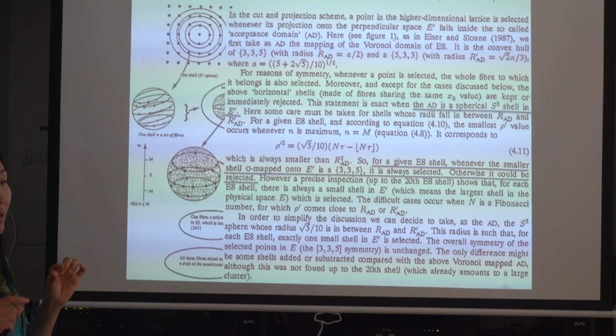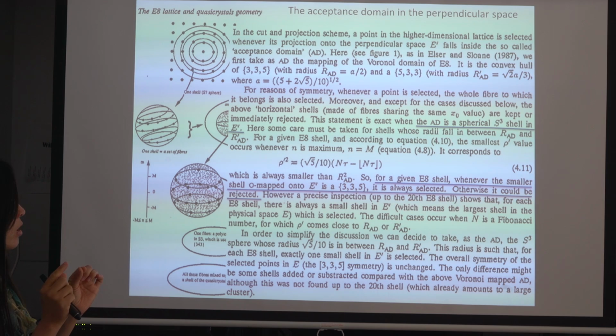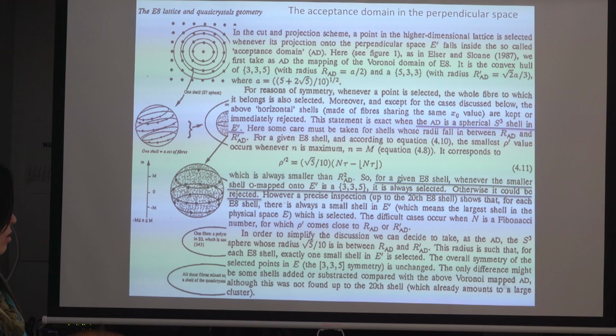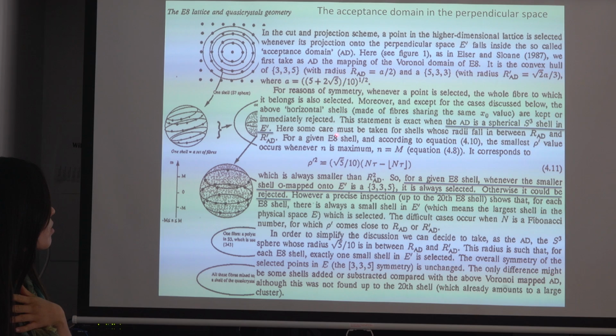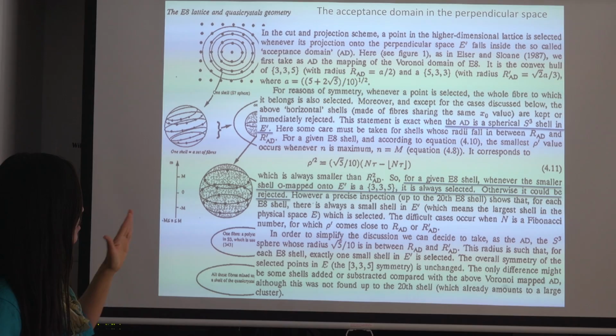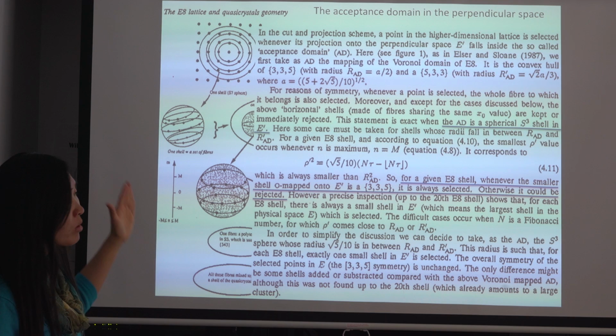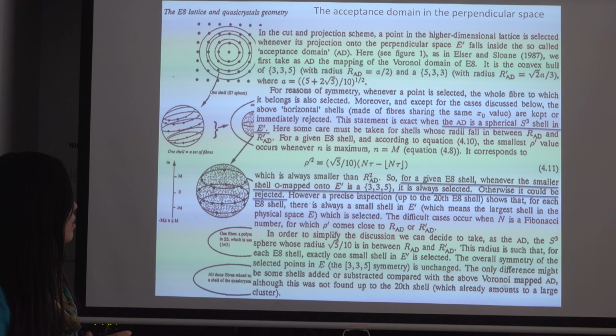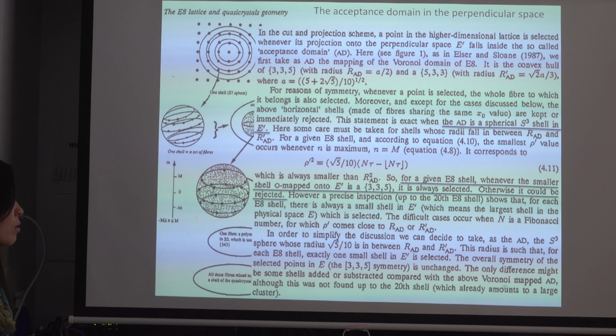It's a three-dimensional shell, but with a certain thickness. Some care must be taken for the shell, but let's worry about that later. Let's talk about some of the tricky stuff in selecting the shells when they build up their quasicrystal, and then when they compare with the result that Elser-Sloane got with the standard cut and project.